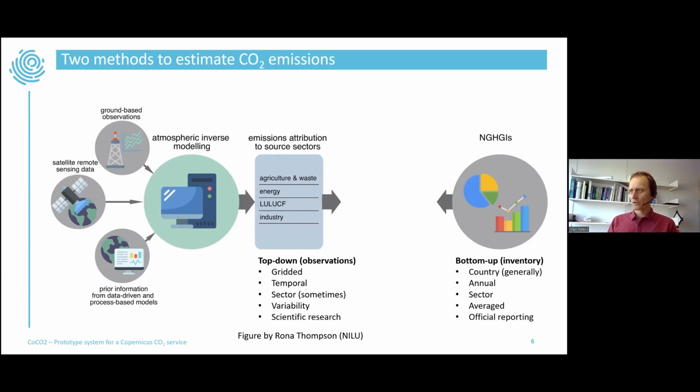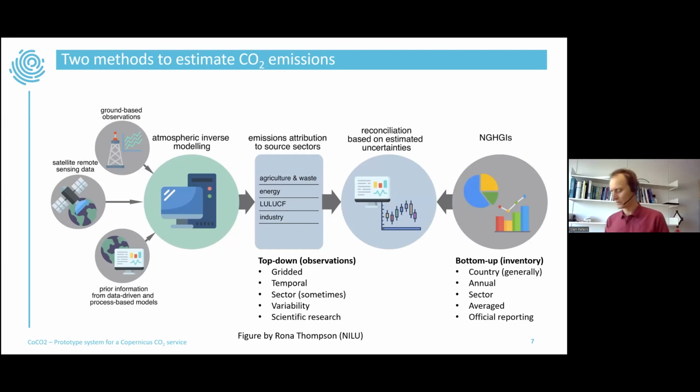So a lot of what we do in projects like COCO2 and other projects is take these different approaches and try to reconcile them and see why they differ. If they agree, that's good. If they disagree, why do they disagree? Does it mean that one estimate is good or bad, or something like that? We're trying to understand why there are variations.